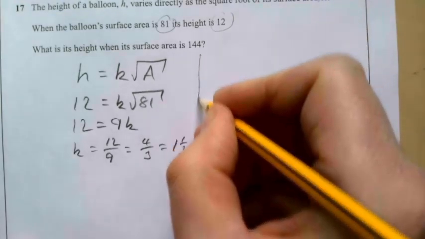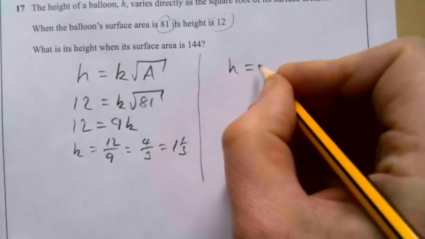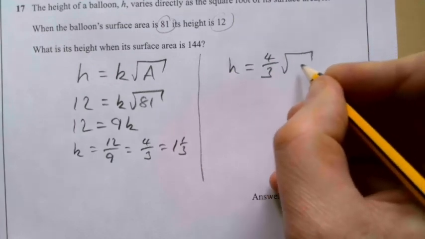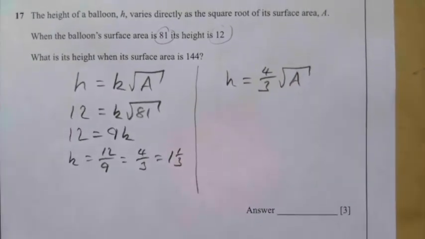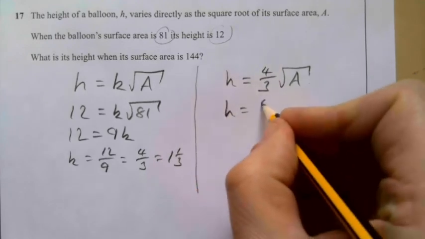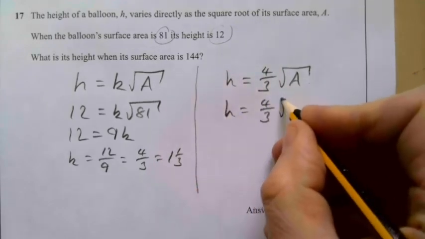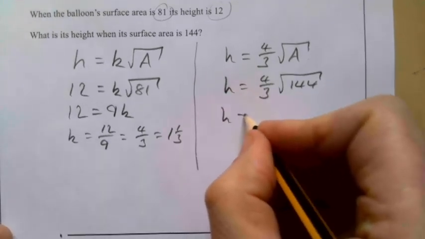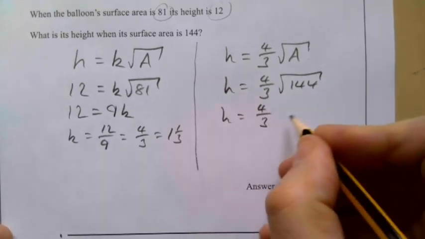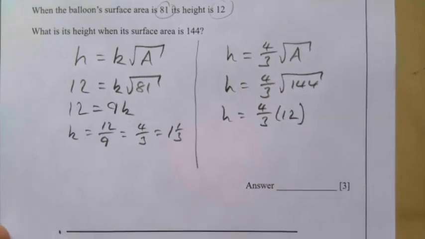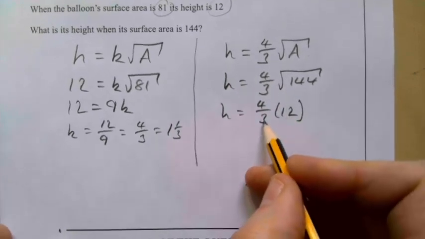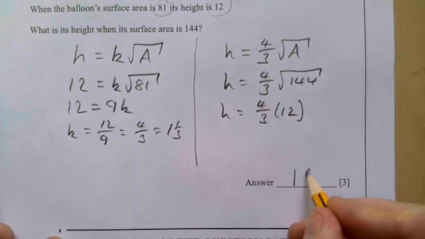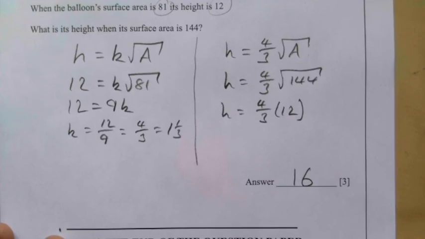So the formula we're going to be using is h equals 4/3 square root of A. That's our formula then to work this out. H is 4/3 the square root of 144. h is 4 over 3 times 12. 12 divided by 3 gives me 4, times by 4 then gives me 16. So my answer then is 16.